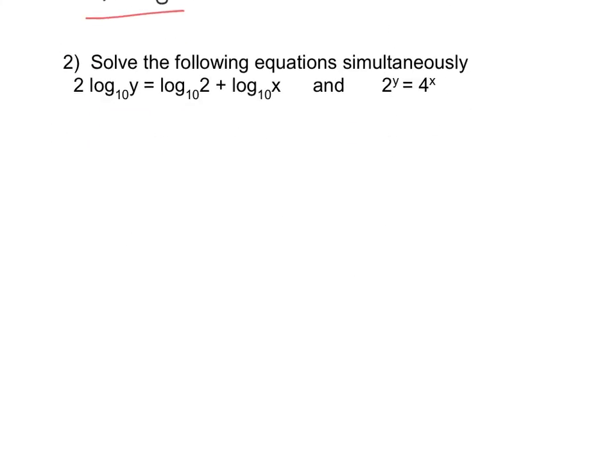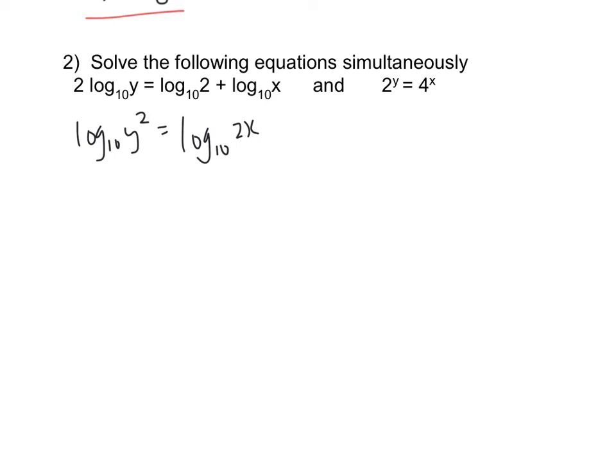Second one, solve the equations simultaneously. So the left hand side I would maybe raise the power up, and the second one I can add those two together, and we multiply the terms it's being logged, so 2x.